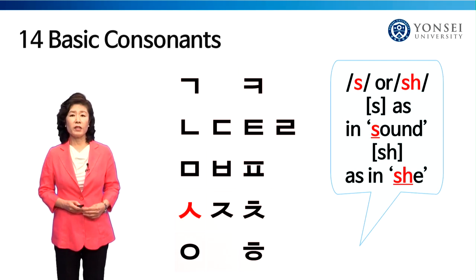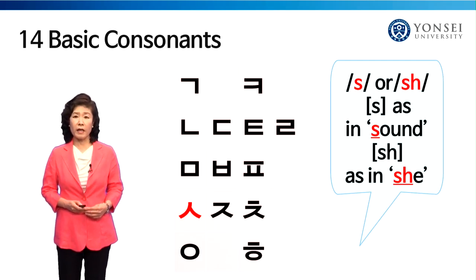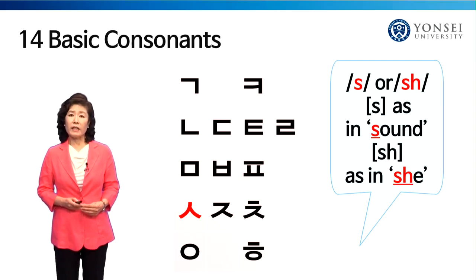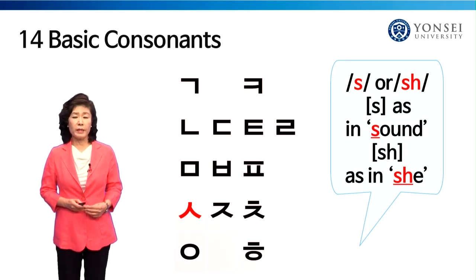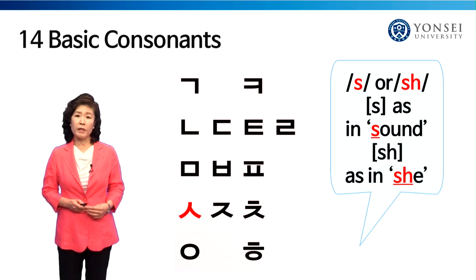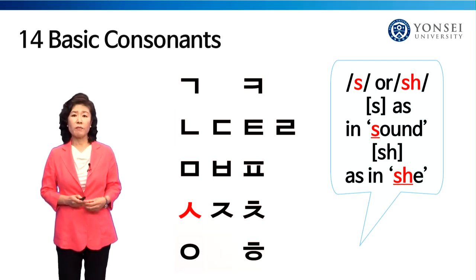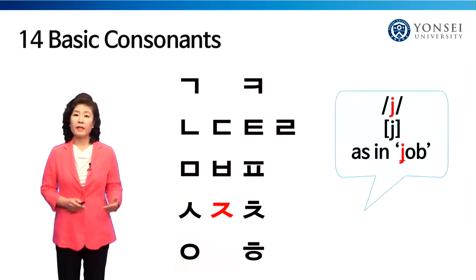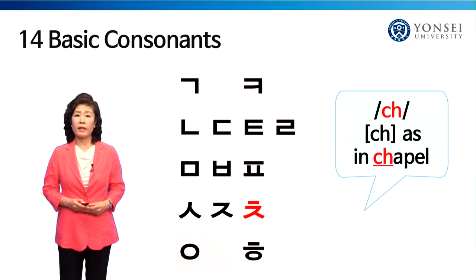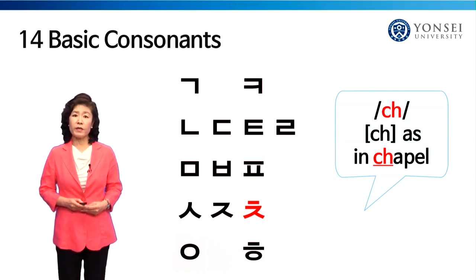Shiot, like mentioned earlier, is a different sound from the S sound and the C sound, in that it resembles a sound in between those two, but rather is a sound of air escaping made by touching your tongue to the gums of the upper teeth. Sounds like between S in sound and SH in she. Jiut sound starts from the same place, and it resembles the J sound in the word job. Chiut is an aspirated sound with the burst of air, and it has the CH sound like in the English word chapel.